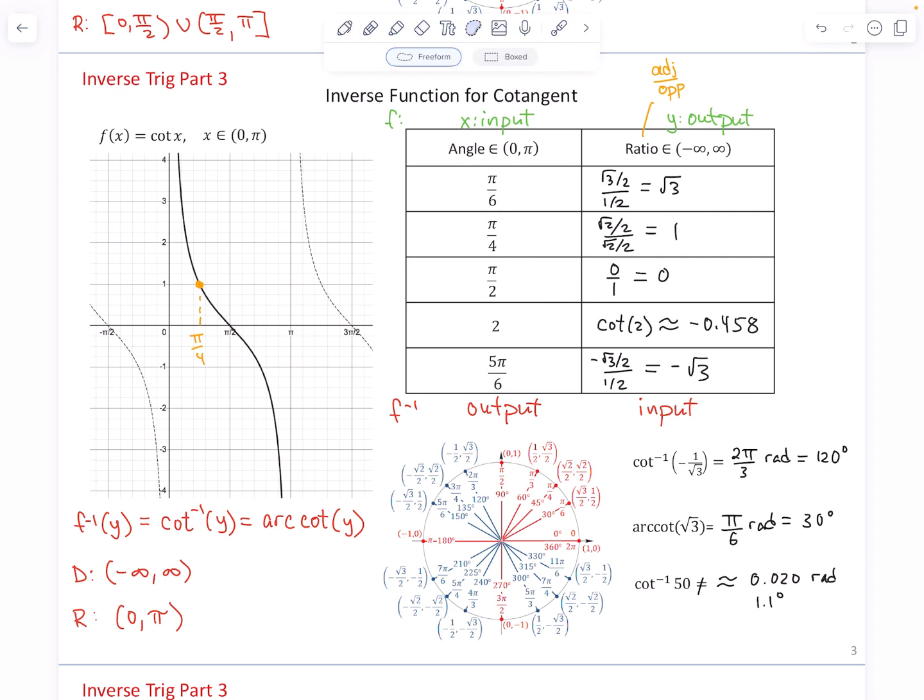Notice our graph here only shows going up to height 4, but imagine we needed to get to a height of 50. That'd be very far up there, which is why we're getting such a small x-coordinate here needed to get to that height, where the x-coordinate is the angle. That's why arccotangent of 50 is so small.